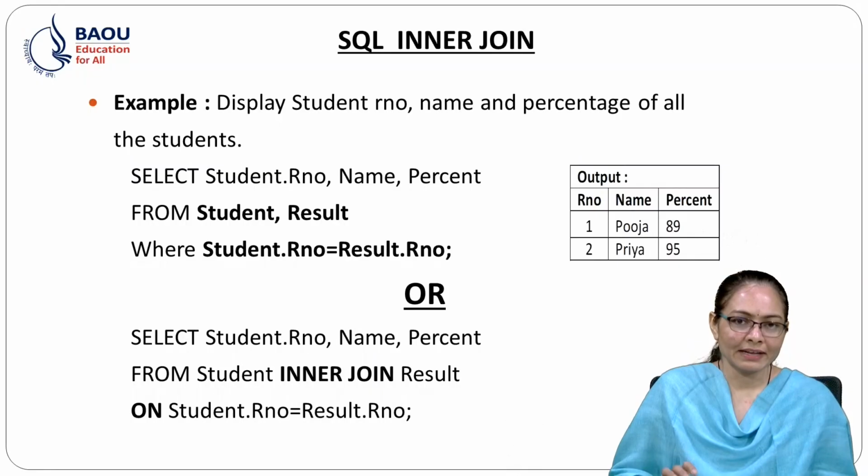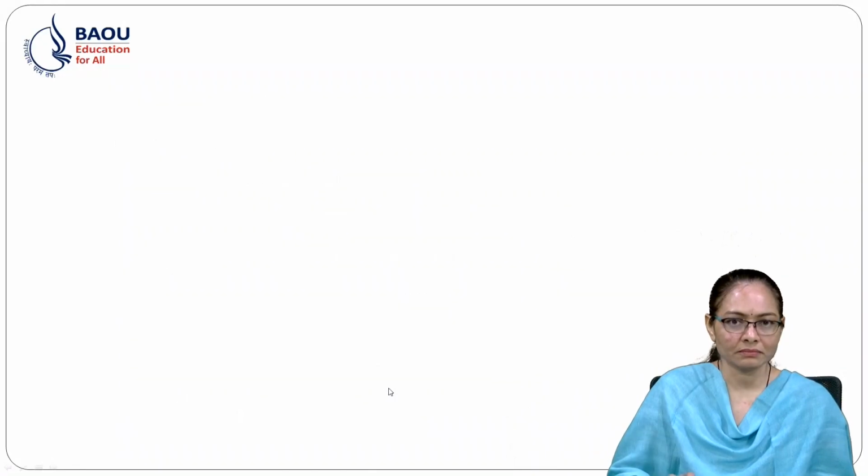So the inner query or inner join is used to display the common records from both tables. And how to write it? We see here. Using both tables in the from clause separated by a comma, otherwise you can use inner join.